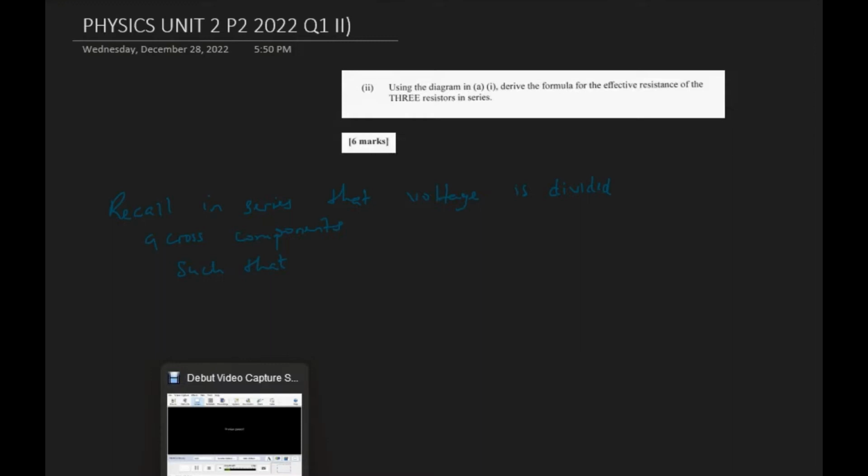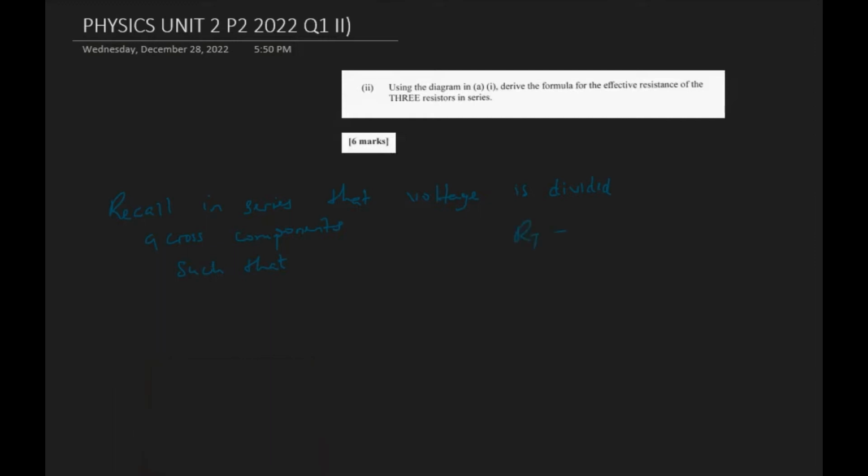Because you know that when you have resistors in series, we can find the total resistance, so RT is equal to R1 plus R2 plus R3. In a sense, that's how you find the total resistance, by adding the resistance of each of the individual resistors. Now, for us to get to that equation, it's a 6-mark question, so it's going to require a little bit of recalling. I don't think it really values 6 marks per se.